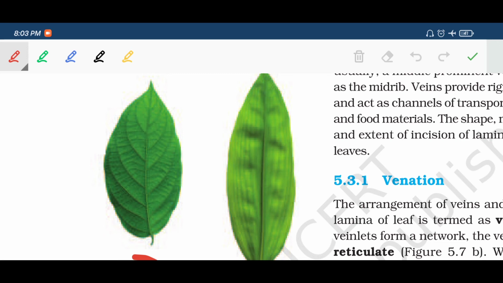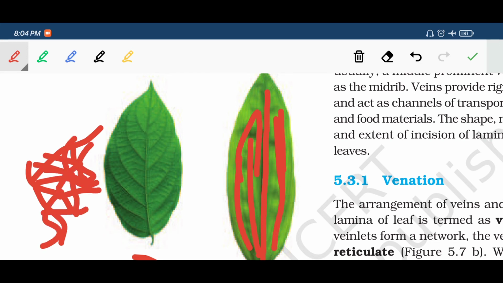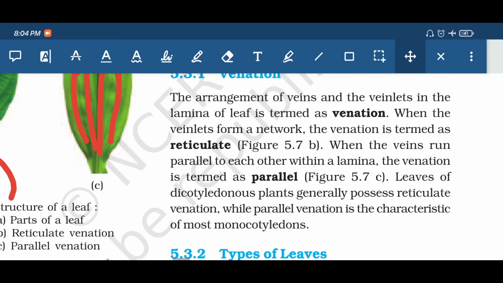But in the next figure you can see that we don't have any network kind of structure. There is one main midrib, or the main vein, and then there are some other veinlets which are parallel to the main vein, or the midrib. But here there are network like structures. So we don't have any particular parallel situation over here. Here there is a mesh work or network like structure. I think they have explained it very clearly.